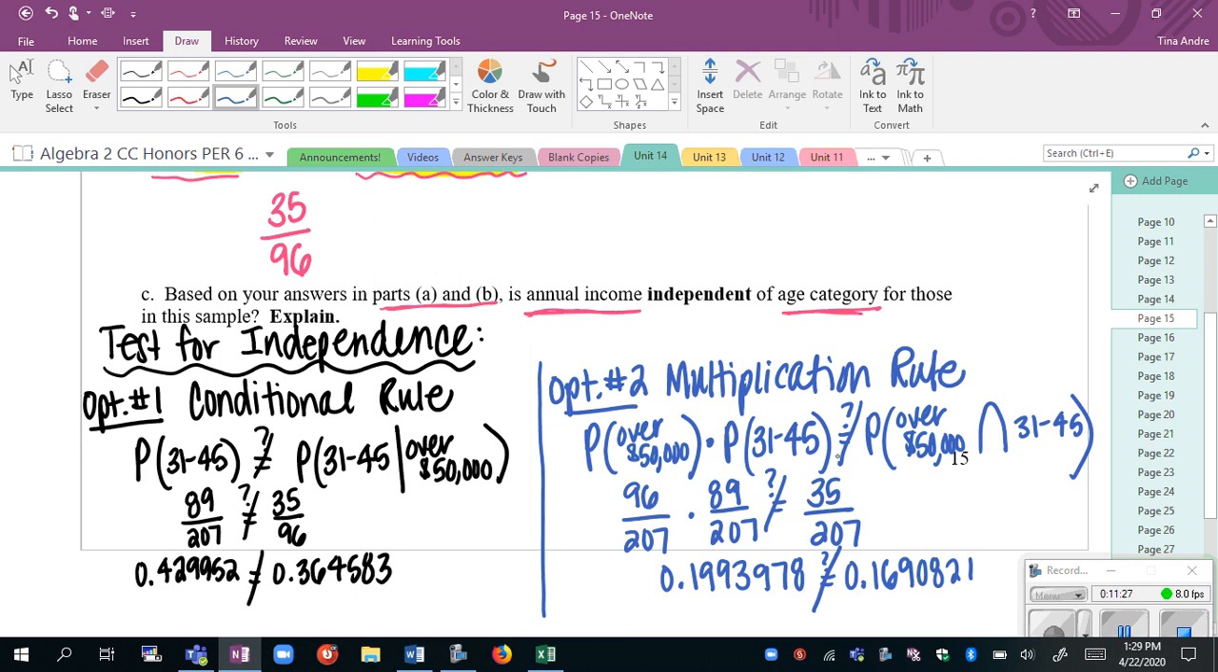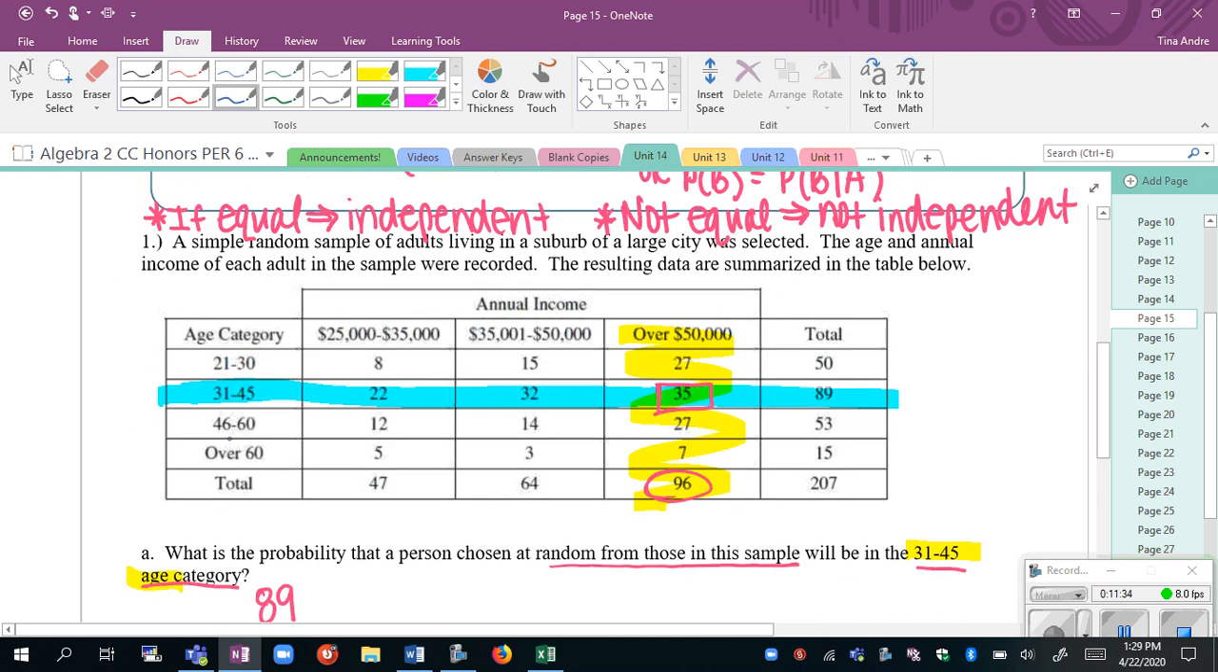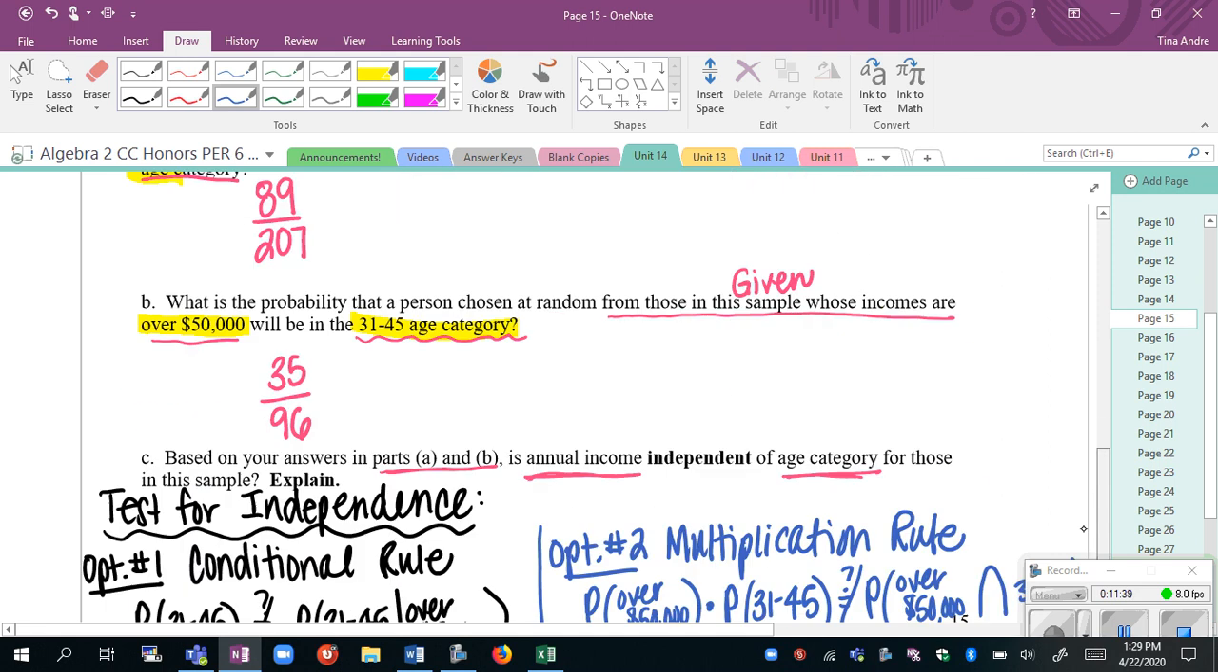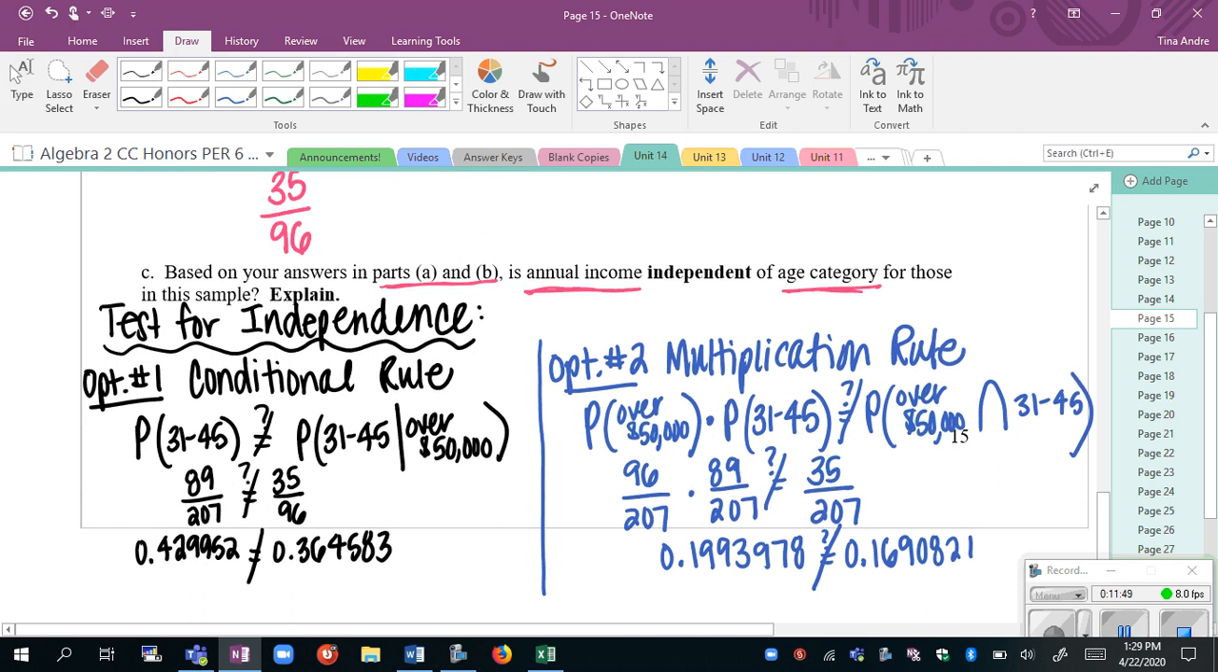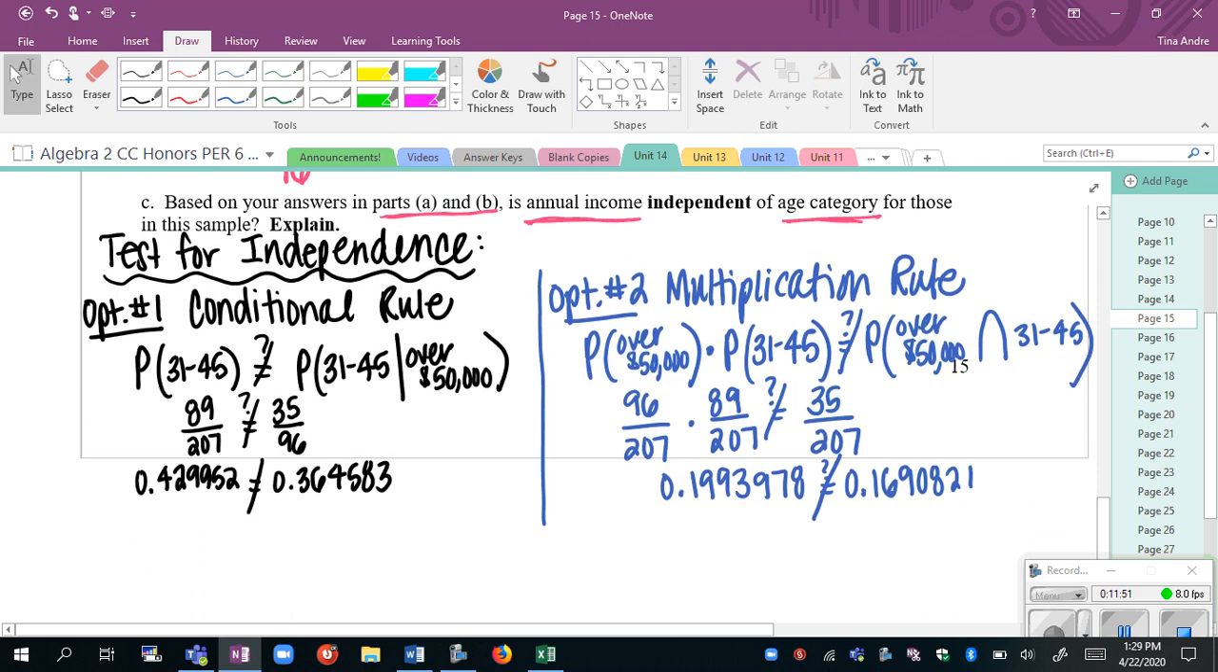And just remember, I don't have to pick these two categories to compare. I could have picked over 50,000 with 46 to 60 as my age range and used the same thing. I would get different decimals in the end, but you would see that the two decimals on either side of your formula wouldn't be equal, which tells you not independent. So your work for this, you have to show one of these things. You write your rule, your formula, and you plug in. And the last thing you have to do is write a conclusion.